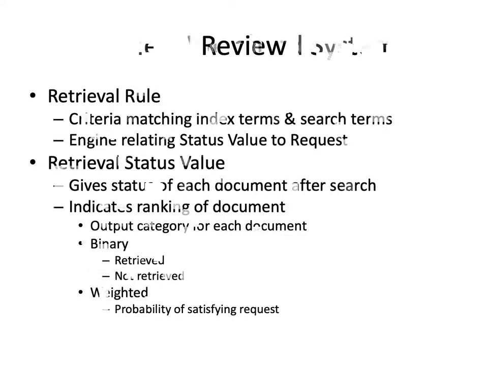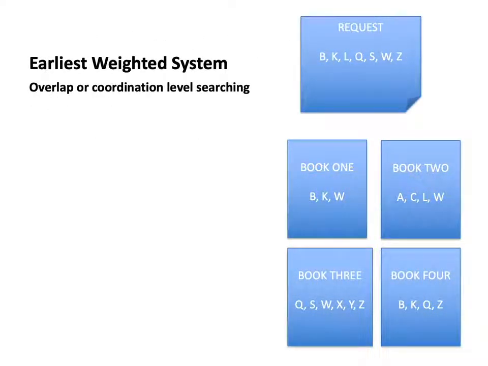In order to do that, we're going to start off with the very earliest of the systems, often called the overlap system or the coordination level system. There's a tiny system here, a tiny collection of 4 documents and 1 request. The index record, as has been the case in the past, is 1 or more descriptors. So for each of the documents here, there are several descriptors. Search request is 1 or more descriptors.